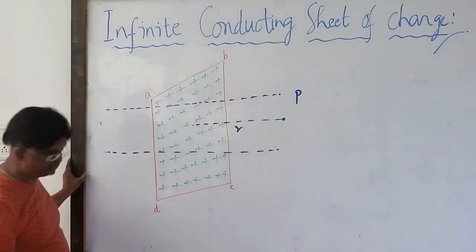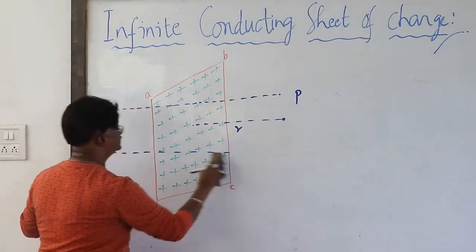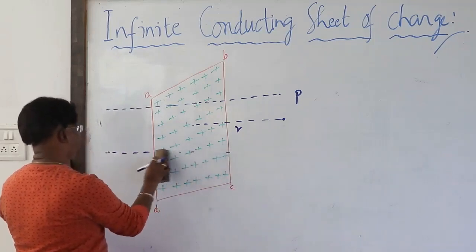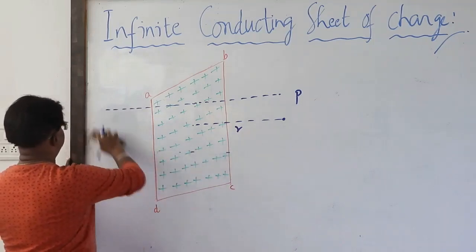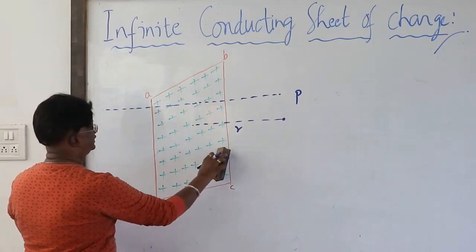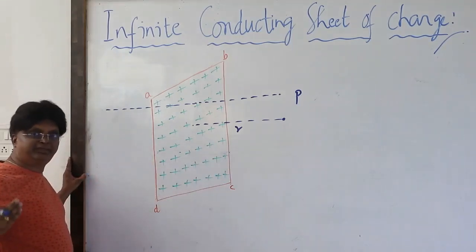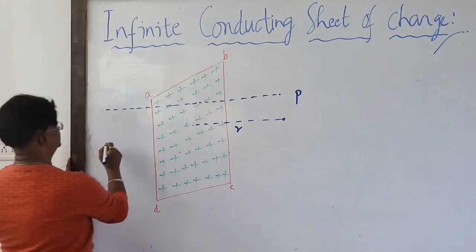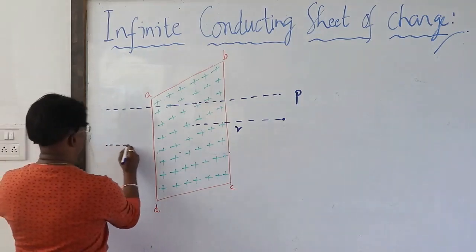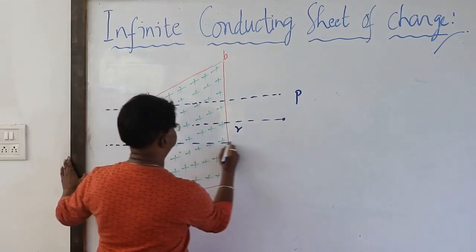This is a cylindrical Gaussian surface. One more time, I am taking a cylindrical Gaussian surface. It need not be a cylinder; it can also be any other form, like a rectangular pipe or a parallelepiped. You can take that as well. I am taking this for this geometry.